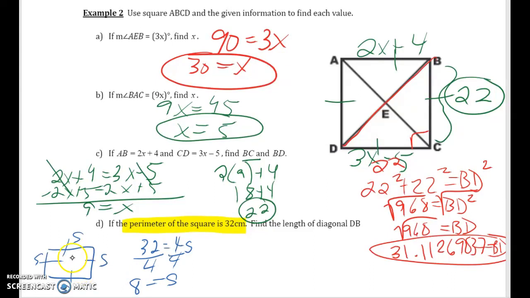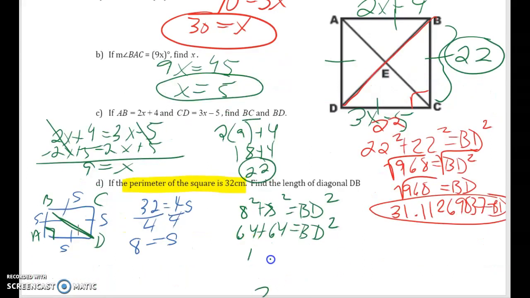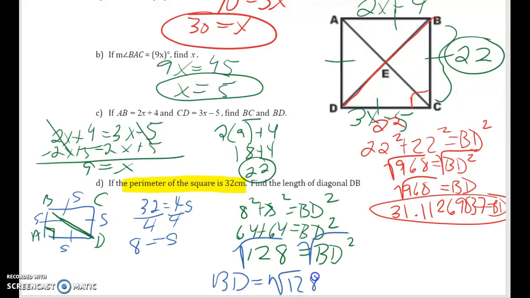And again, we want the diagonal, BD, and we have a right angle here. So 8 squared plus 8 squared will equal whatever BD is squared. 64 plus 64 equals BD squared. So 128 equals BD squared. We're going to take the square root of both sides. And again, it didn't tell me where to round, so I can leave it as the square root of 128 if I would like an exact answer. And that is approximately 11.3137085.